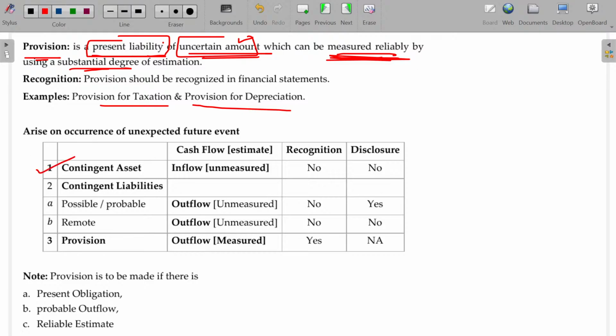Okay, contingent asset, we'll get an inflow of cash. Do I want to recognize? No, sir. Do I want to disclose? No, sir. In case of a contingent asset, we will not bother about showing or recognizing it in our books.